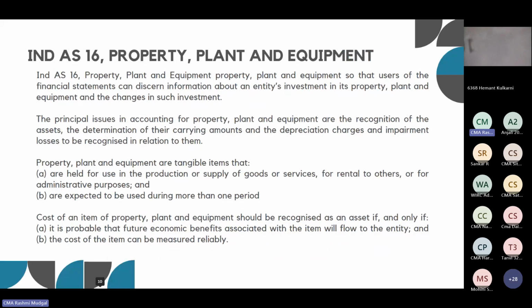Next comes Ind AS 16. Ind AS 16 is for PPE. We call it PPE: property, plant and equipment. What we do in this is we say that it is probable that the future economic benefit associated with the item will flow to the entity and the cost of the item can be measured reliably. Property, plant and equipment are recognized as an asset, and we determine the carrying amount and depreciation charges, because depreciation in tax is different and in the Companies Act is different. The Companies Act implemented in the AS 60.